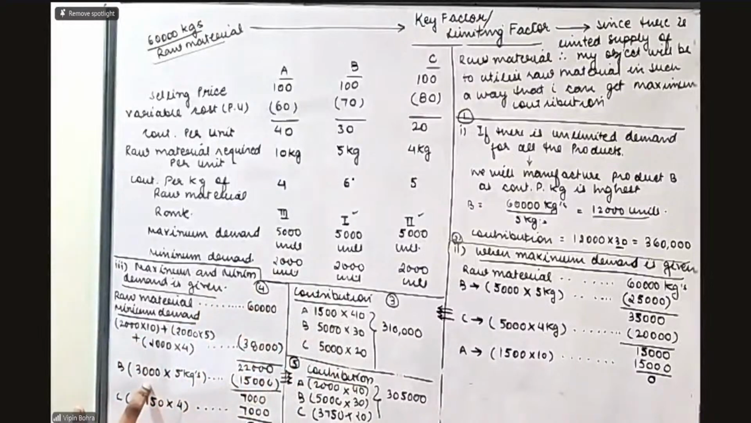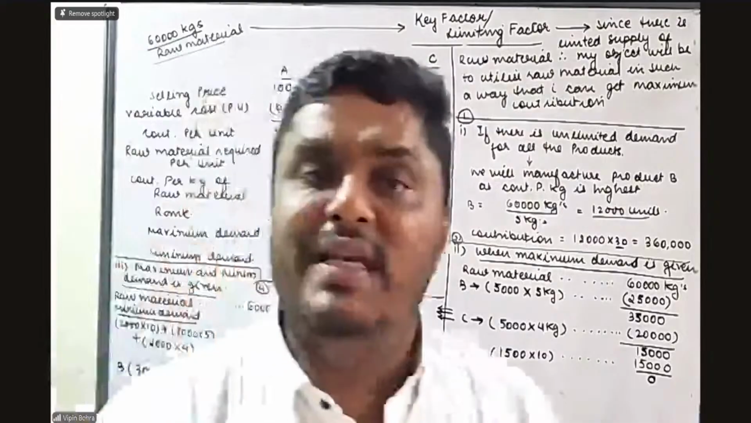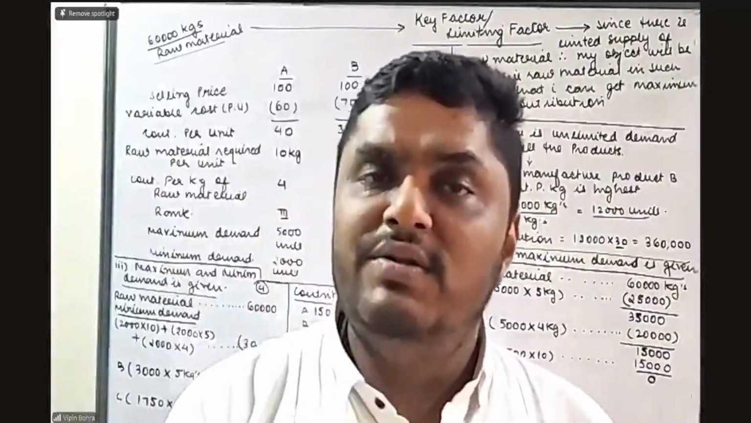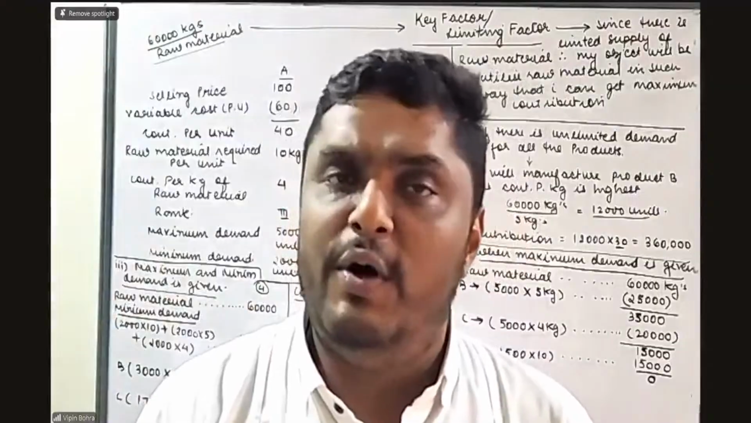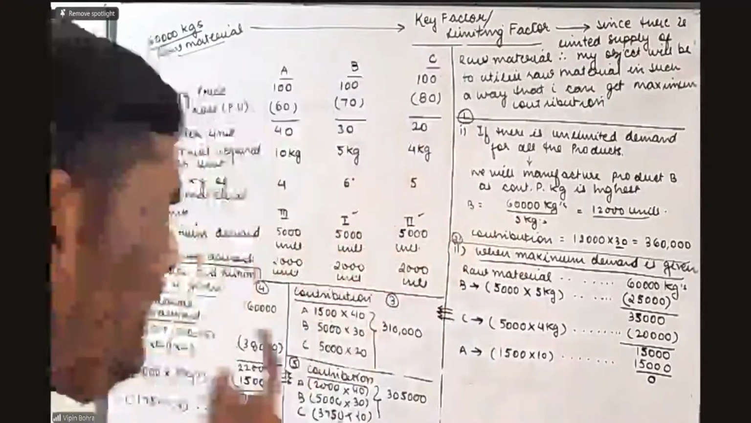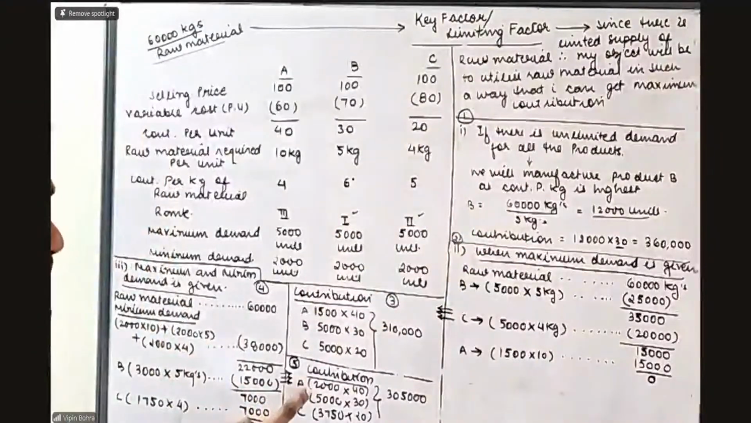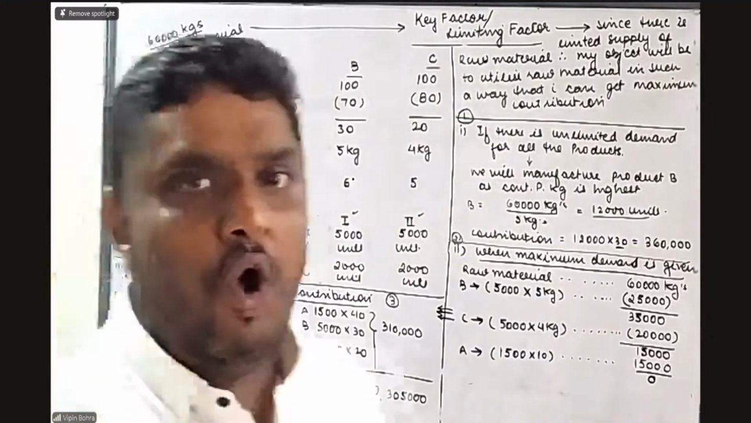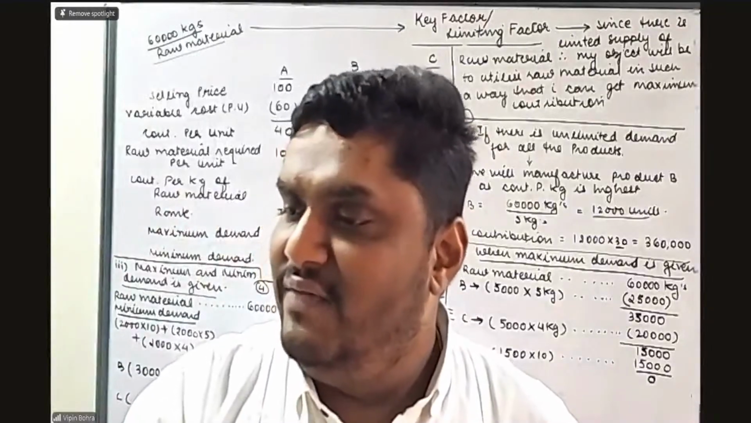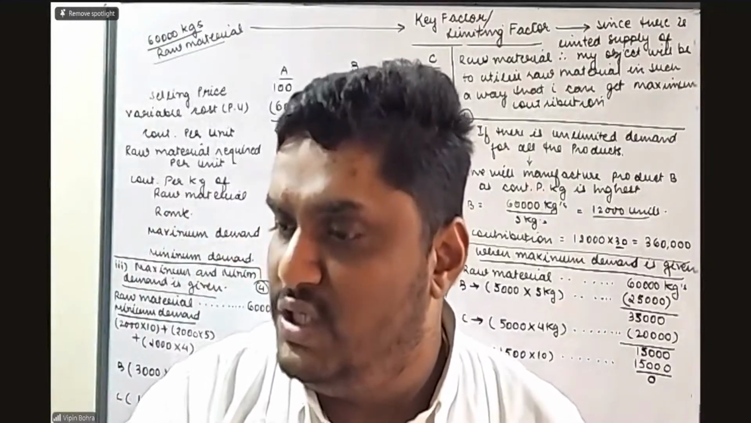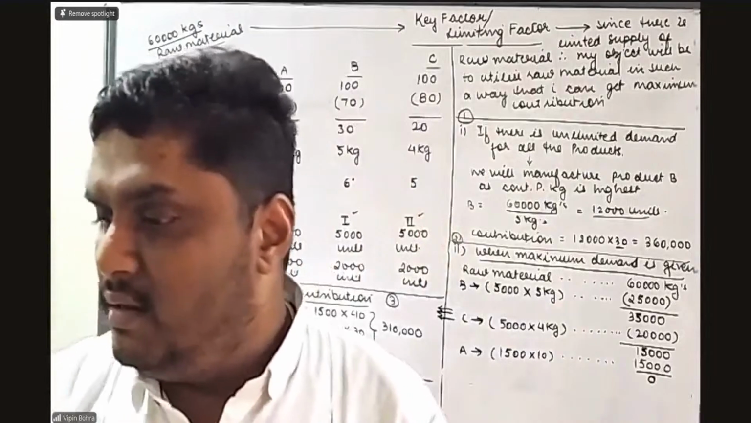So after manufacturing these 3,000 units, we are still left out with 7,000 kgs. So from 7,000 kgs, we will manufacture the balance 1,750 units of product C. And accordingly, we were able to manufacture 2,000 of A, 5,000 of B, and 3,750 of C. So this is the maximum contribution. Anyone having any doubts? So I have summarized everything, Kushi. I hope this part is clear.